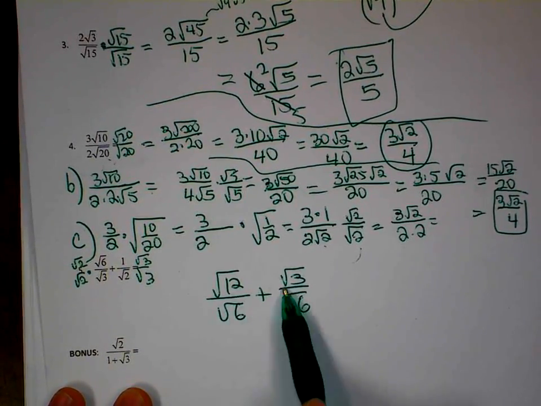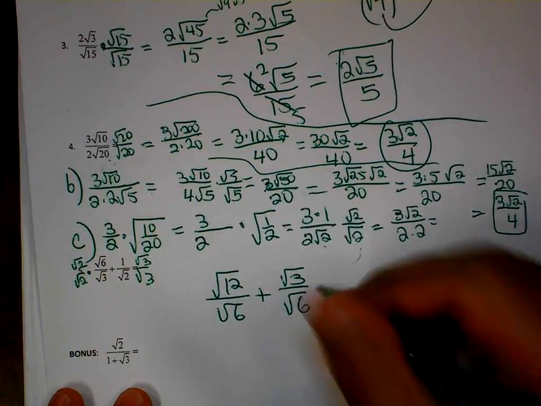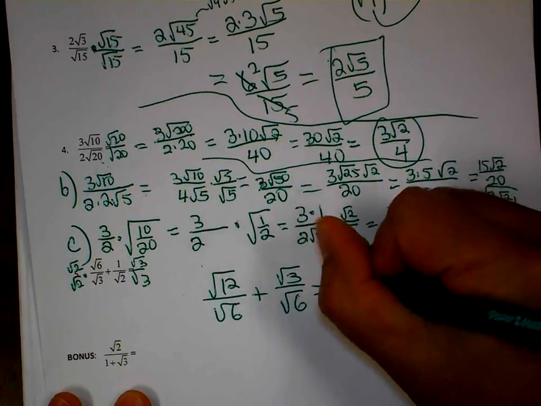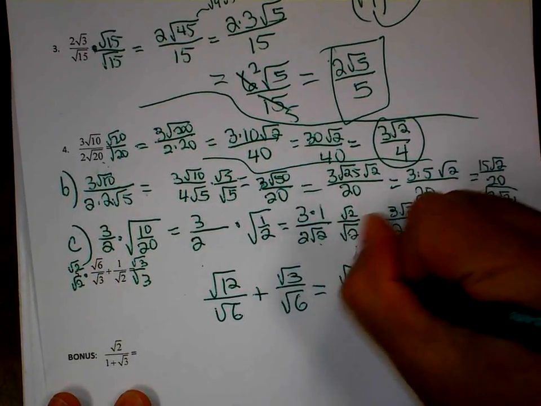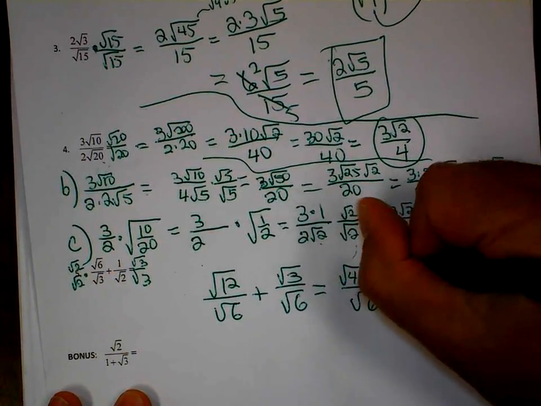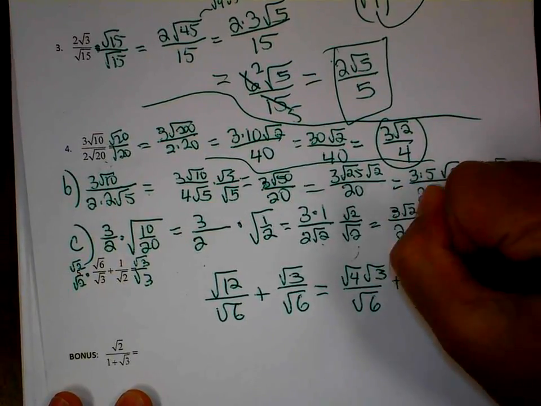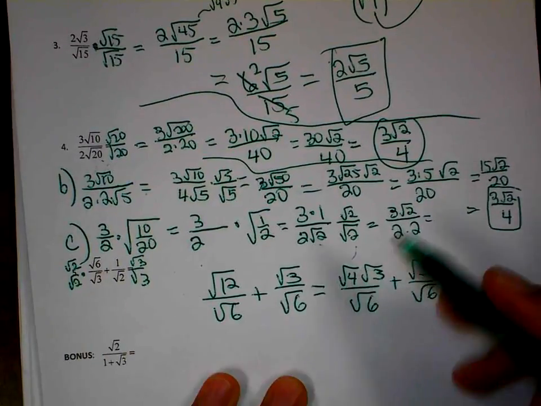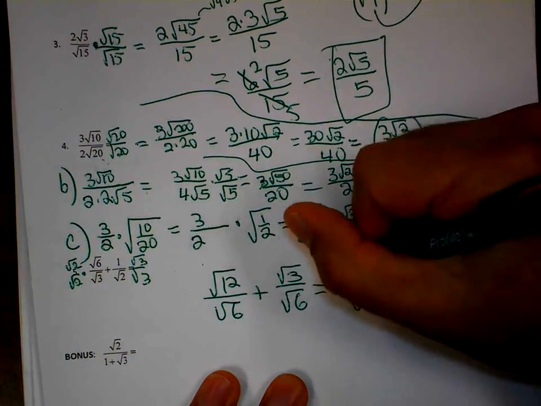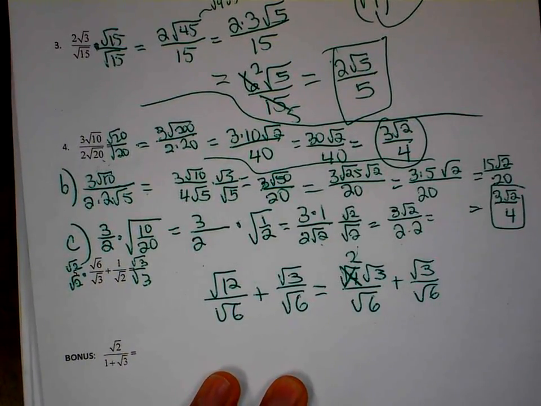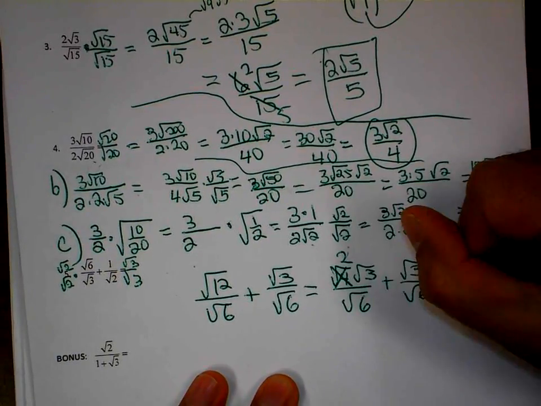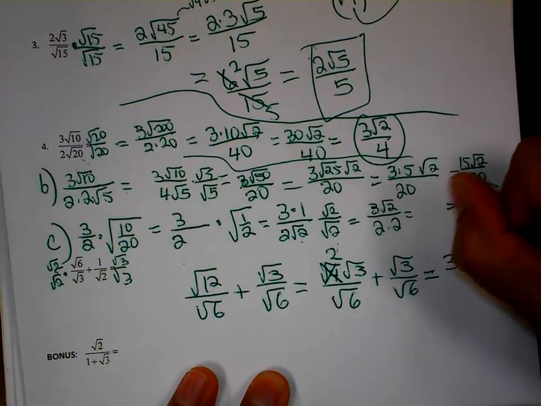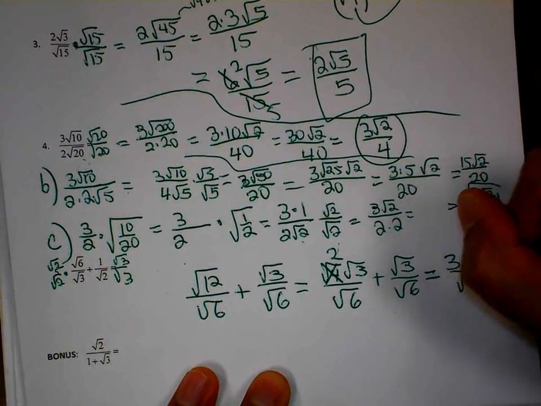So now I add these. Well, these don't look like I can add them, but I could simplify root 12 into square root of 4, square root of 3 over square root of 6 plus square root of 3 over square root of 6. So that in fact can simplify, right? Because square root of 4 is the same as 2. So now I have 2 root 3 plus, or sorry, 2 root 3 plus root 3 is just 3 square root of 3 over square root of 6.